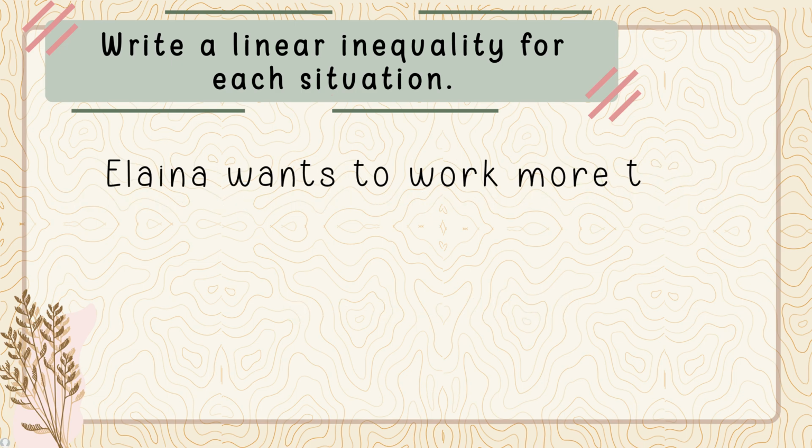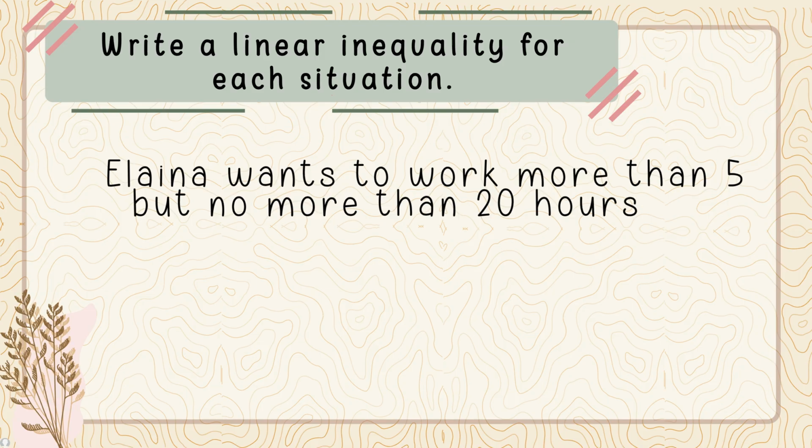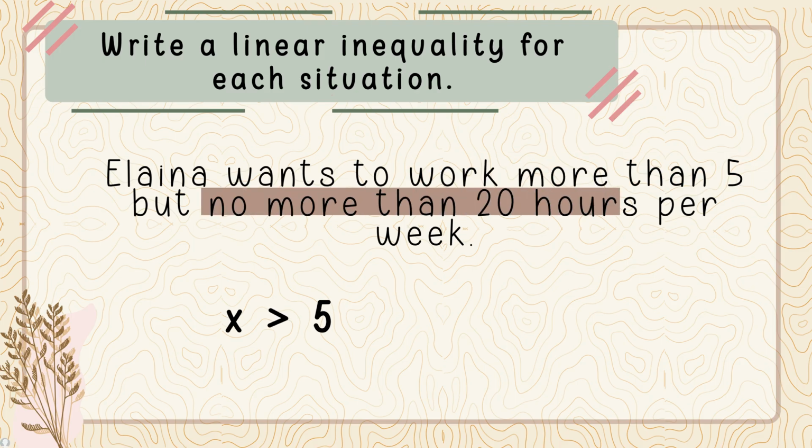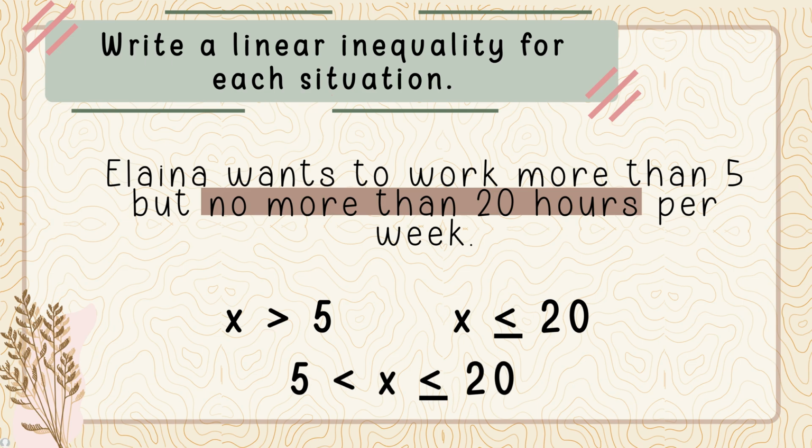Here's one more. Elena wants to work more than 5 hours, but no more than 20 hours per week. Since we see that she wants to work more than 5, we can represent this as x is greater than 5. And since she wants to work no more than 20, we'll write this as x is less than or equal to 20. Since she can still work 20 hours, she just doesn't want to go over that. And since we have two inequalities, we can put them together by putting x in between our boundaries of 5 and 20.